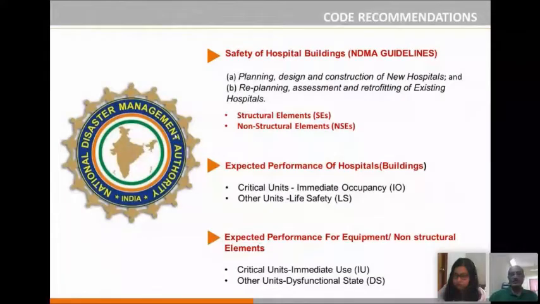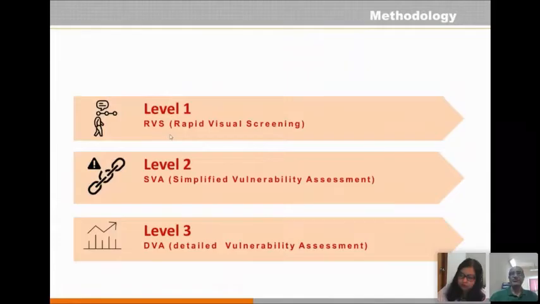When you talk about the codal recommendations, as I mentioned, NDMA has come out with the safety guidelines, and these guidelines should be referred to systematically. They categorically mention that all the hospitals should be designed for immediate occupancy for the critical units, and other units, which might be of less importance, can be designed for life safety. So when you are talking about the seismic vulnerability assessment, it can be divided into three levels: level 1, 2, and 3, namely the rapid visual screening, simplified vulnerability assessment, and detailed vulnerability assessment.